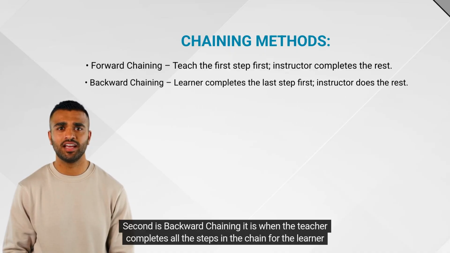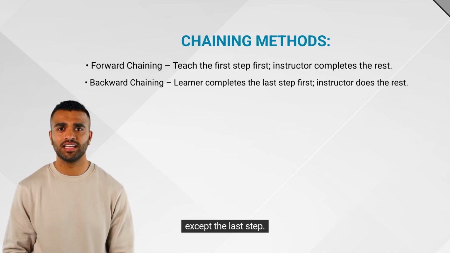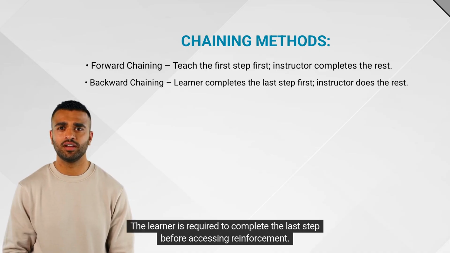Second is backward chaining. It is when the teacher completes all the steps in the chain for the learner except the last step. The learner is required to complete the last step before accessing reinforcement.